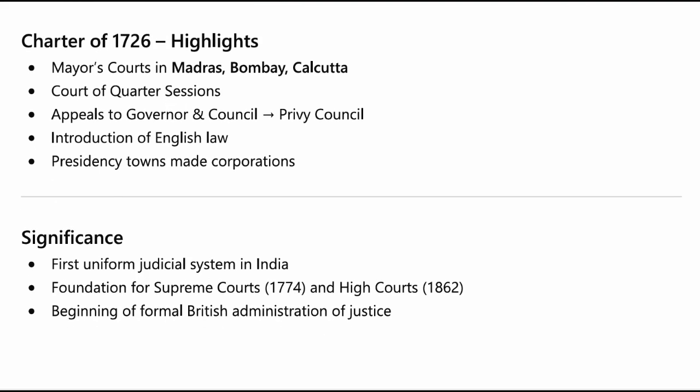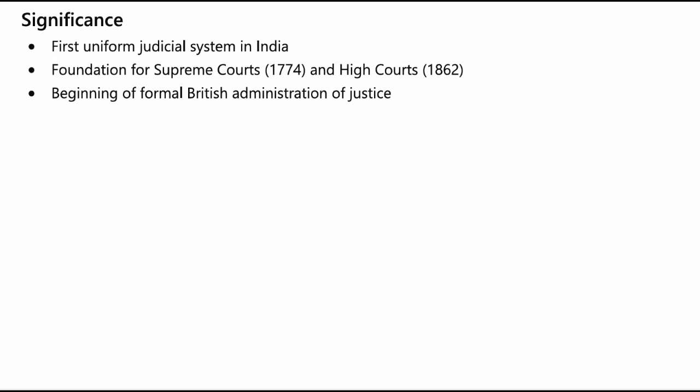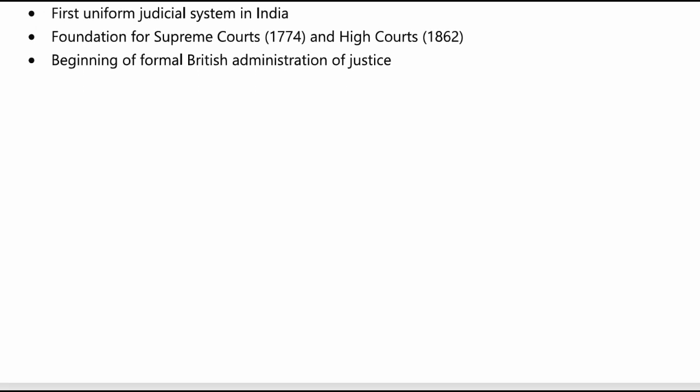The highlights of 1726 were: the Mayor's Court was set up in Madras, Bombay and Calcutta. There is a Court of Quarter Sessions, which was basically a criminal court. Appeals lay to the governor and council and thereafter to Privy Council. English law was introduced and the towns were given the status of corporations. This was the first uniform judicial system in India. It was the foundation for Supreme Courts of 1774 and High Court of 1862. This was also the beginning of the formal British administration of justice.